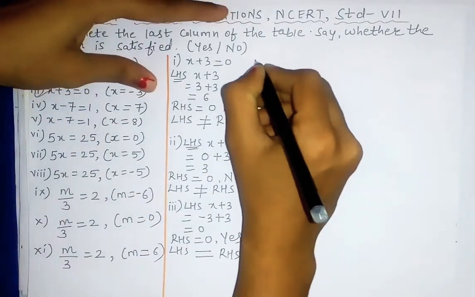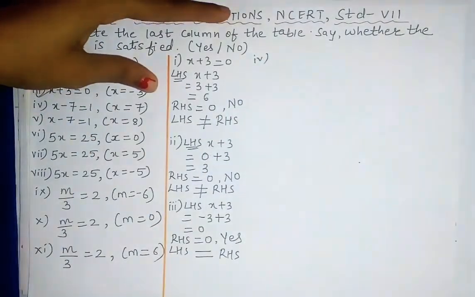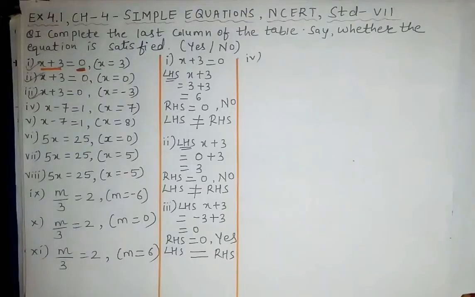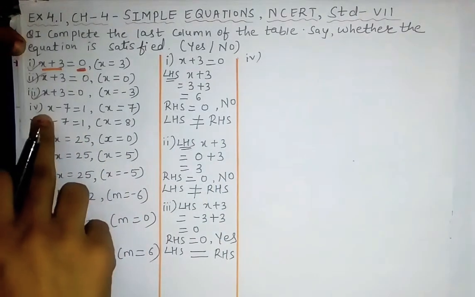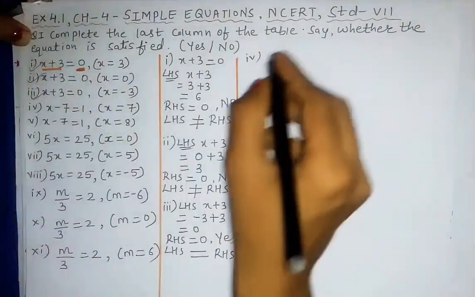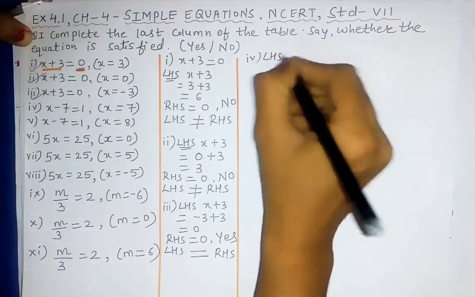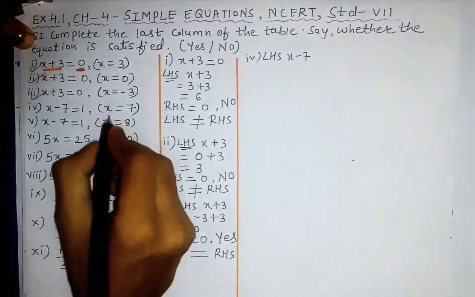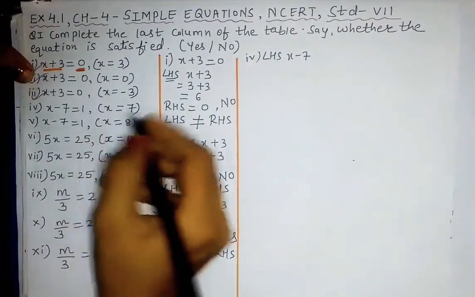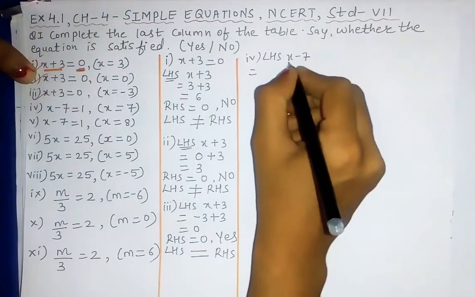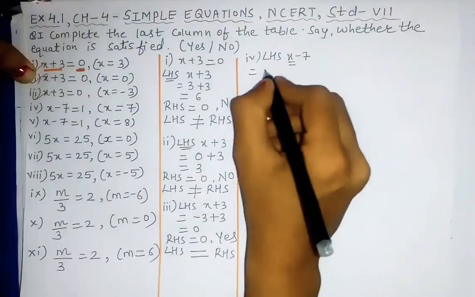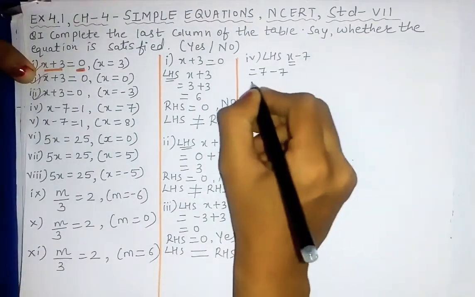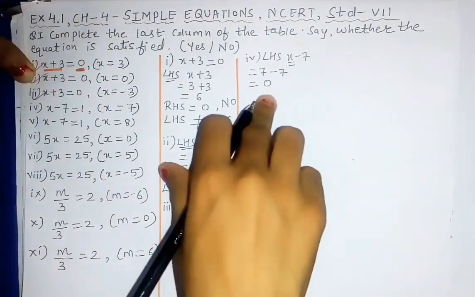So now moving ahead, we will see the fourth one. The fourth one's equation is x minus 7 equal to 1. So our LHS is x minus 7. Now the value is given to us, 7. In place of x we will keep 7. So it will be 7 minus 7. Now 7 minus 7 is 0.